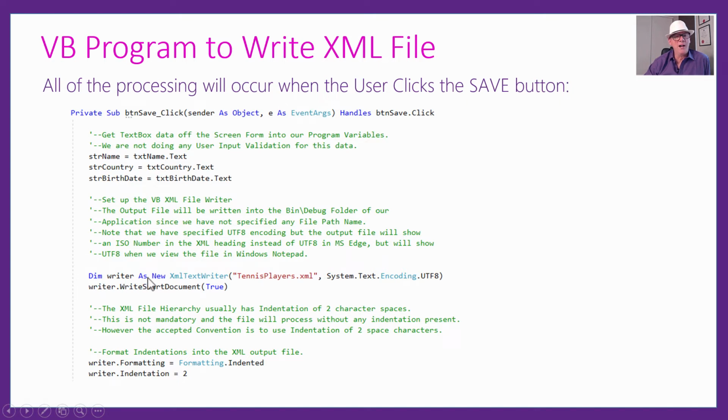Then we have to dimension a writer. So we need an output writer that's going to write XML text. And the file we're going to write is called tennisplayers.xml. We tell it it's going to be UTF-8 encoding. And then we write the start of the document, which means it can put the XML header into that file which we've made. And then we set up our indentation. We want the indentation to be 2 spaces, so we're just hard coding that the writer indentation we want to use when we write our XML equals 2.